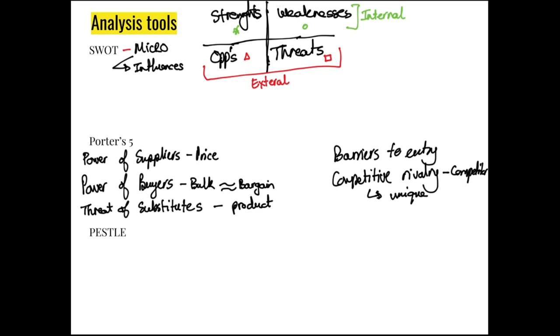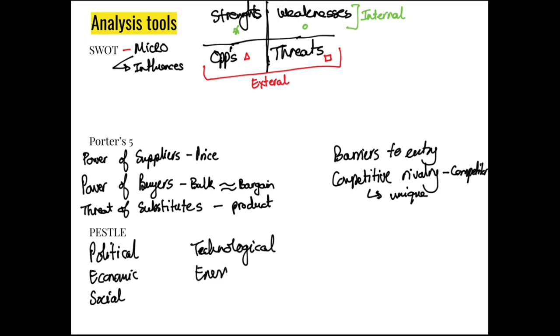Then your PESTLE analysis. Now by now you should be more than familiar. So that means you know that it is political, economic, social, technological, and environmental. And remember, environmental, you can divide into physical environment, and you also look at your global environment.